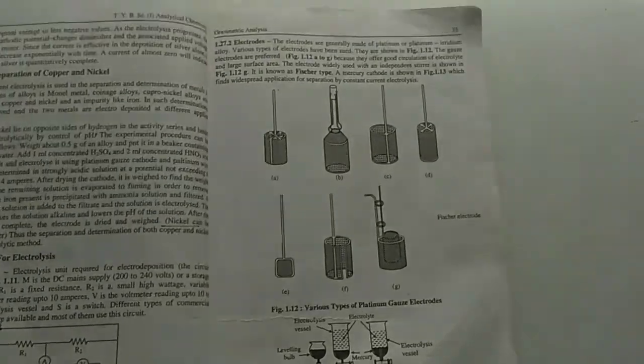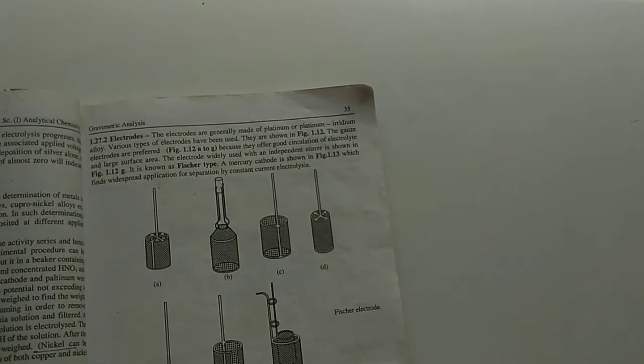So student, next is the electrode used in the electrolysis process. Generally, the electrodes used for the electrolysis process are made from platinum or platinum iridium alloy. Alloy is nothing but the combination of 2 or more metals. Various types of electrode are useful here. Gauze electrodes are generally preferred for the good circulation of electrolyte and due to the large surface area. The electrode widely used which is independent of the stirrer is called the Fisher type.